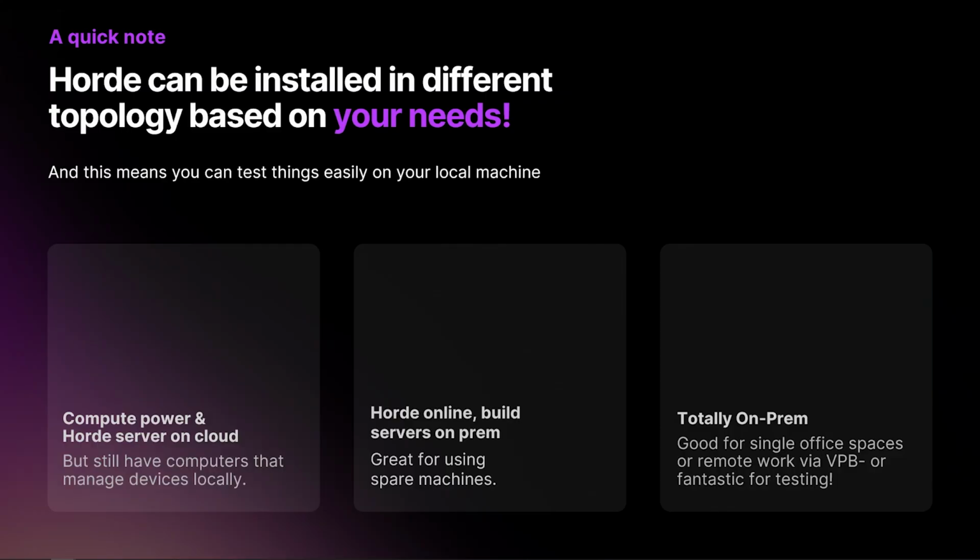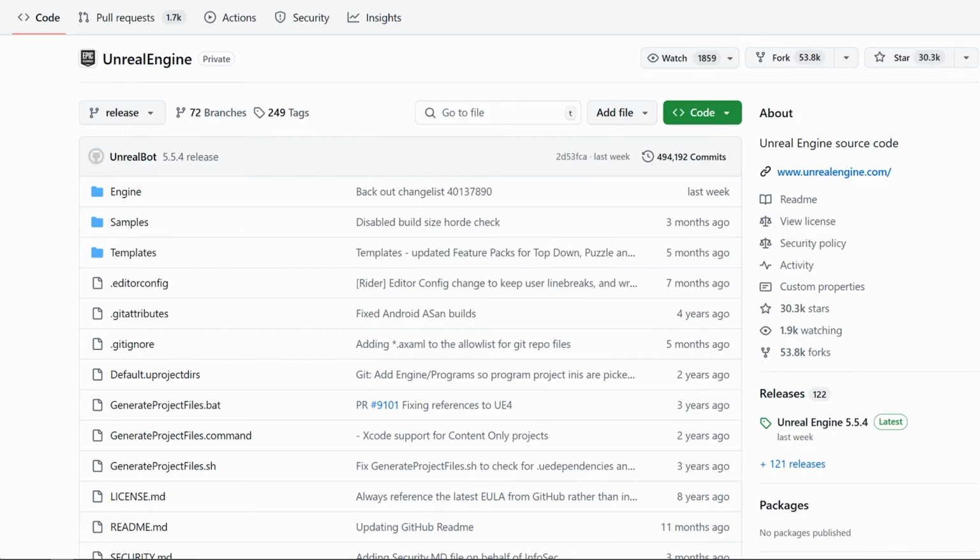A quick note before I install this is that Horde can be set up fully on-prem, or on the cloud. Likewise, an agent can be on the cloud or it could be on-prem. One thing I quite like about Horde is my ability to test things locally before a more mature deployment. But the easiest way to deploy Horde is on Windows.